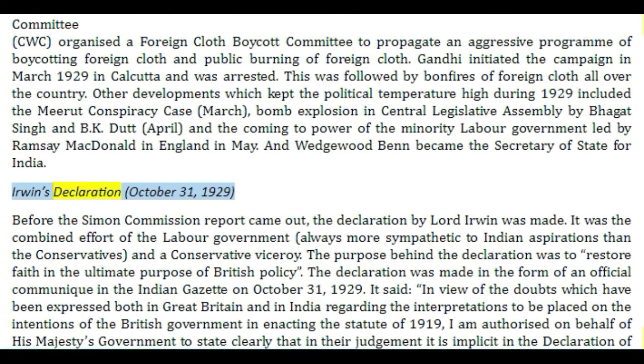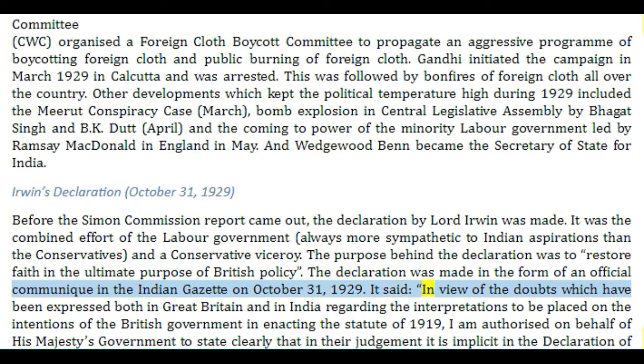Irwin's Declaration, 31st October 1929. Before the Simon Commission report came out, the declaration by Lord Irwin was made. It was a combined effort of the Labour government, always more sympathetic to Indian aspirations than the Conservatives, and a Conservative Viceroy. The purpose behind the declaration was to restore faith in the ultimate purpose of British policy. The declaration was made in the form of an official communique in the Indian Gazette on 31st October 1929.